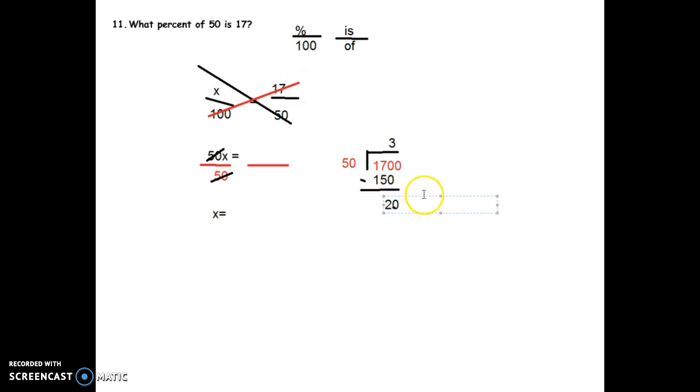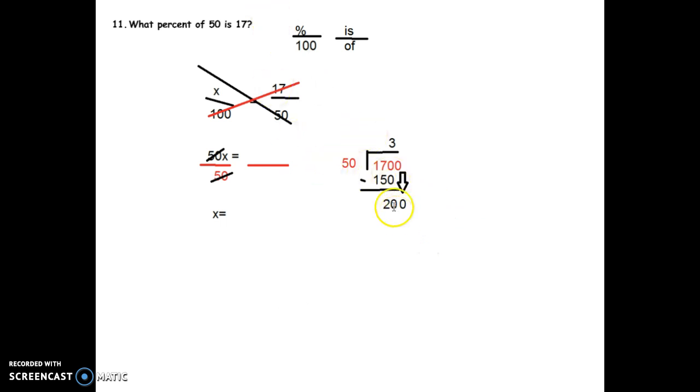I know that looks like a decimal, but it's not. Let me get rid of it. Okay. I'm going to bring down my extra 0, and I'm left with 200.